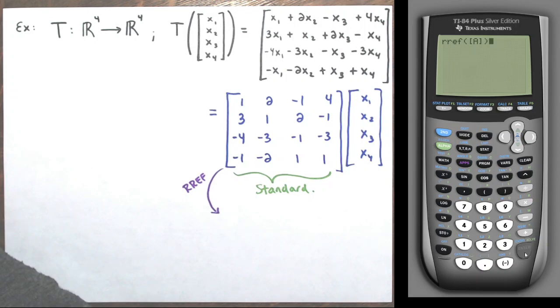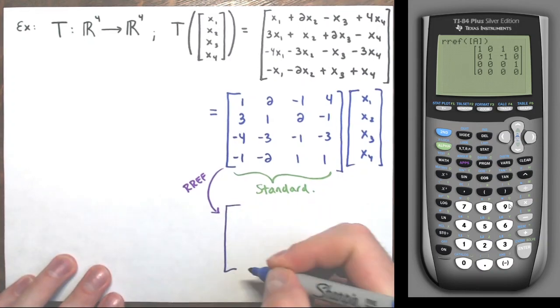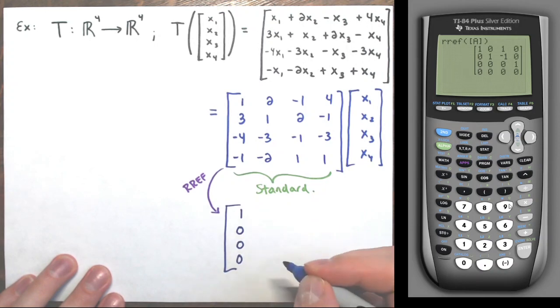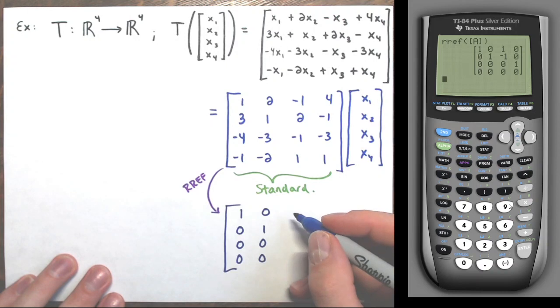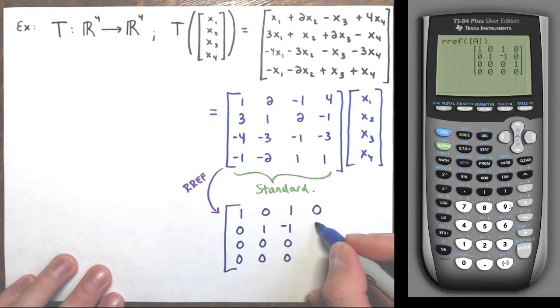and hit enter, and the 4 by 4 in reduced row echelon form should come up, and I will write this. Our first column: 1, 0, 0, 0. Then 0, 1, 0, 0. Then 1, -1, 0, 0. And then 0, 0, 1, 0.